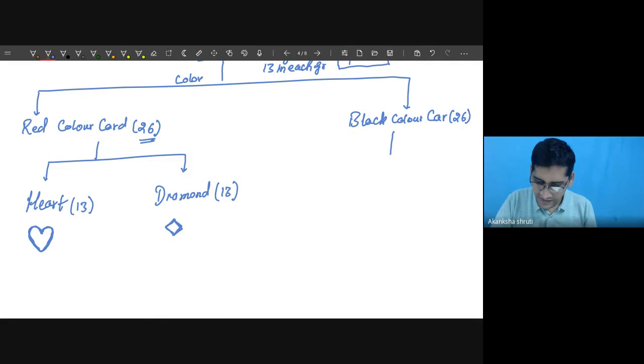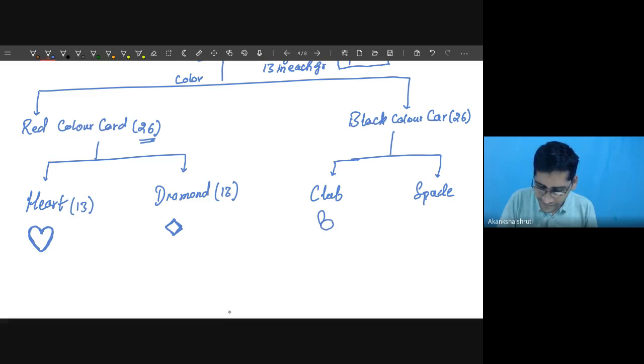The black color is again divided into 2 groups. One group is called club or clubs, and another group is called spade. The club has the symbol of 3 leaves, this is the symbol for club, and for the spade, an inverted heart with a handle. Draw this. Are you getting? It is like this.